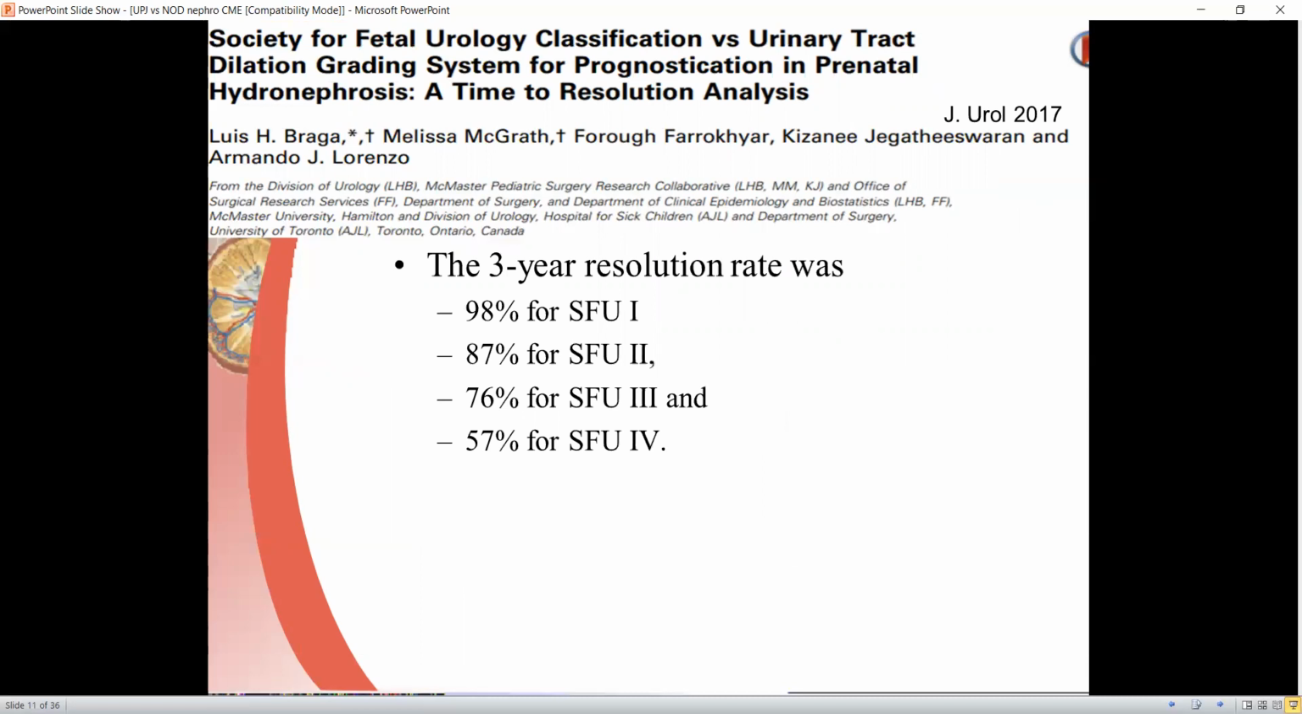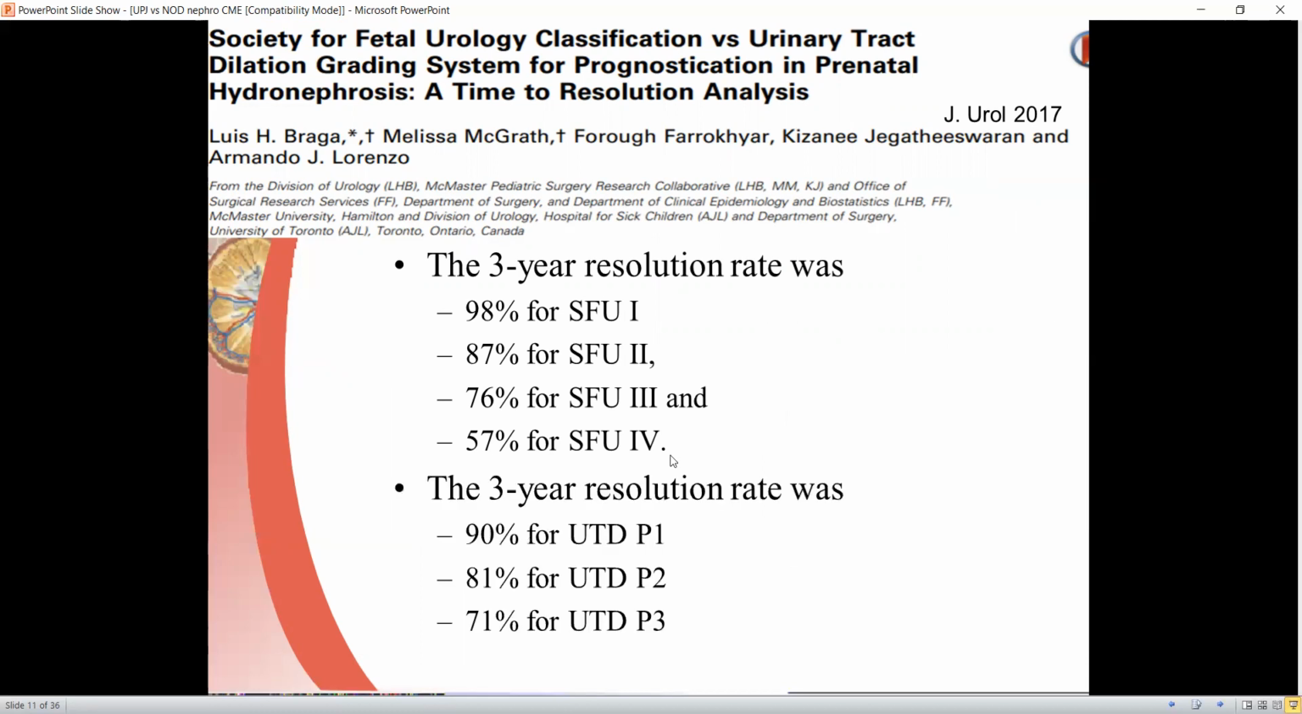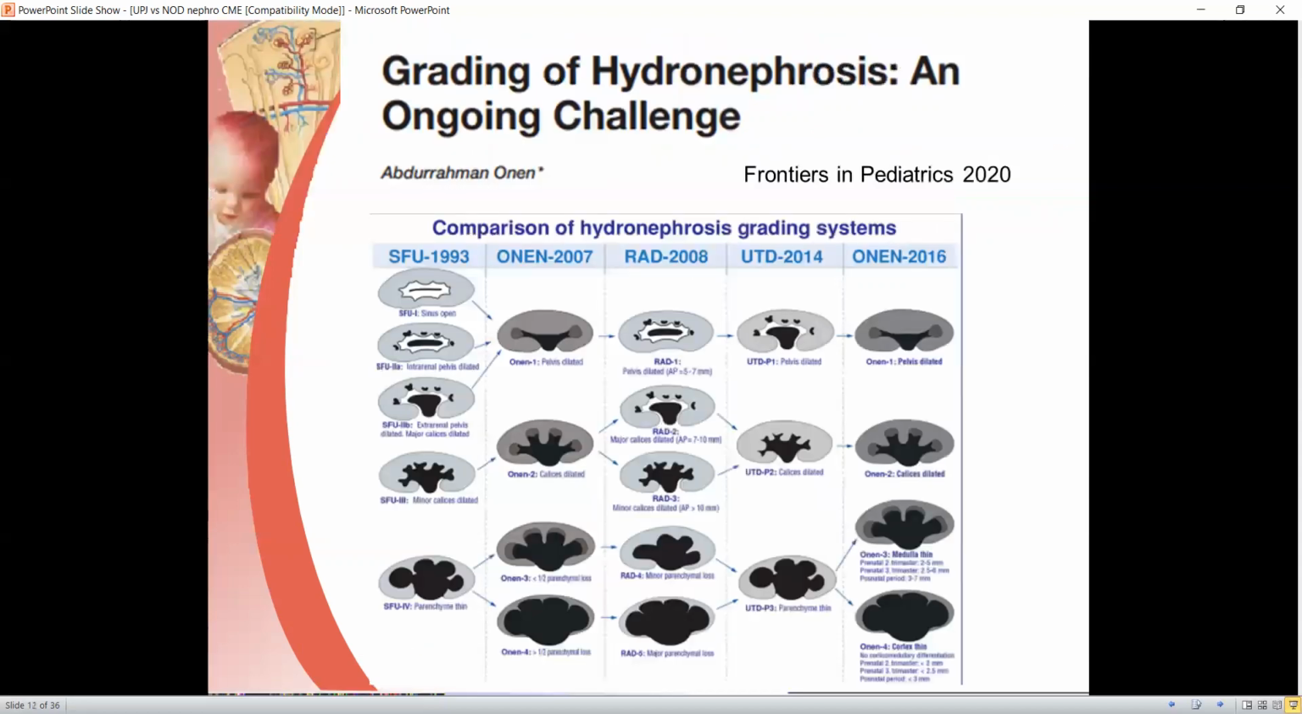So the 3-year resolution rate was 98% for SFU 1 and 57% for SFU 4, and the 3-year resolution was 90% for UTD P1 and 71% for UTD P3. So this paper compared the old SFU grading and UTD grading, and felt that the UTD grading is slightly better in predicting the resolution. But when it comes to predicting surgery, they are both the same.